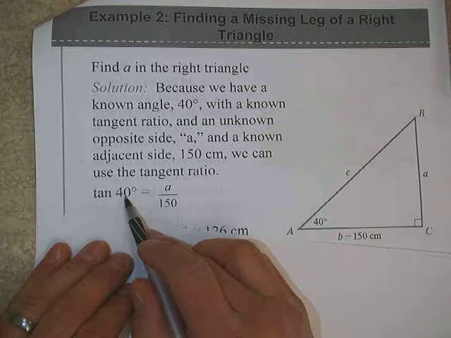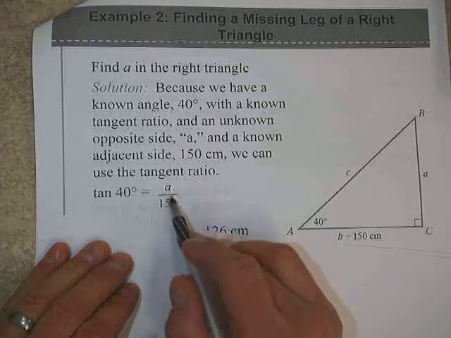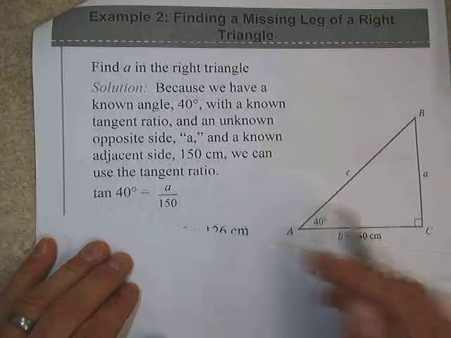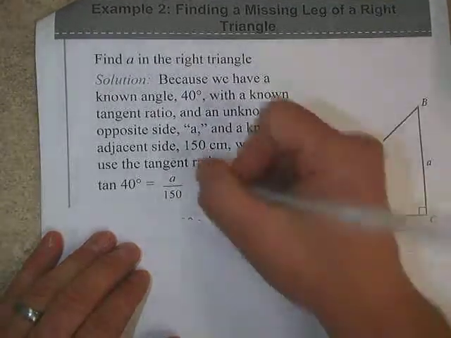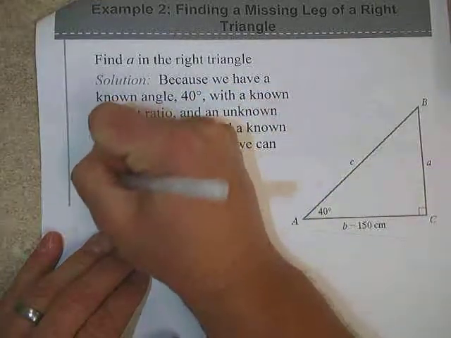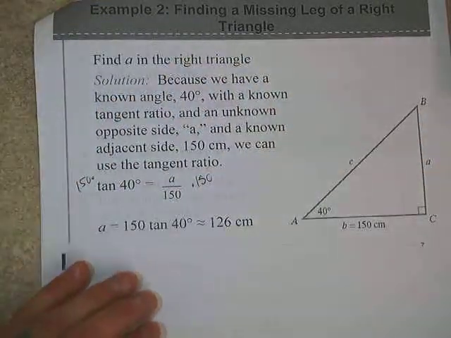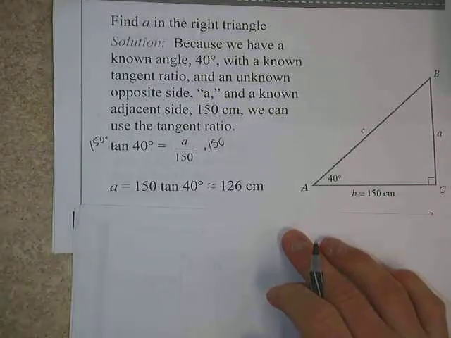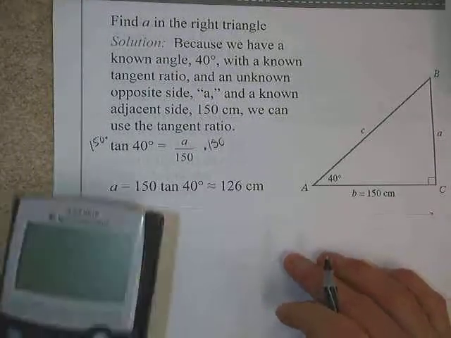So remember the tangent or the sine or the cosine, whichever one we choose, it's of the angle. So we're going to take the tangent of the angle, 40, and that equals the opposite over the adjacent. Notice that we only have one variable in there. And to solve that sentence, we just need to go times 150 on both sides, and we'll have our A by itself.